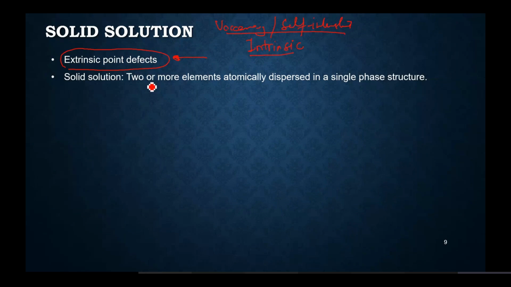In solid solutions, you have two or more elements which are atomically dispersed in a single phase structure. That means the crystalline structure remains the same. Their structure would have its own lattice parameter.